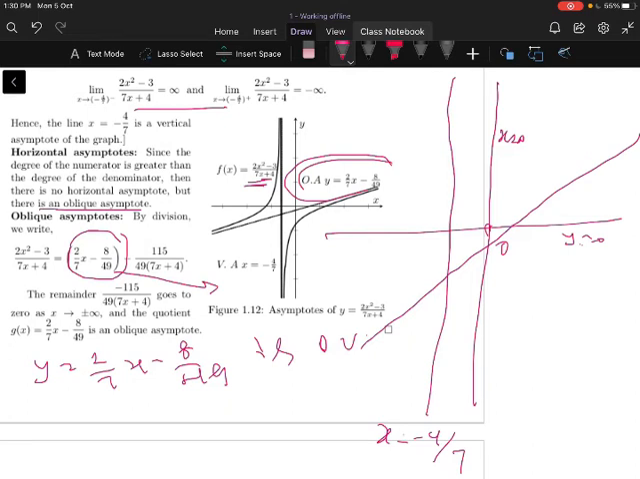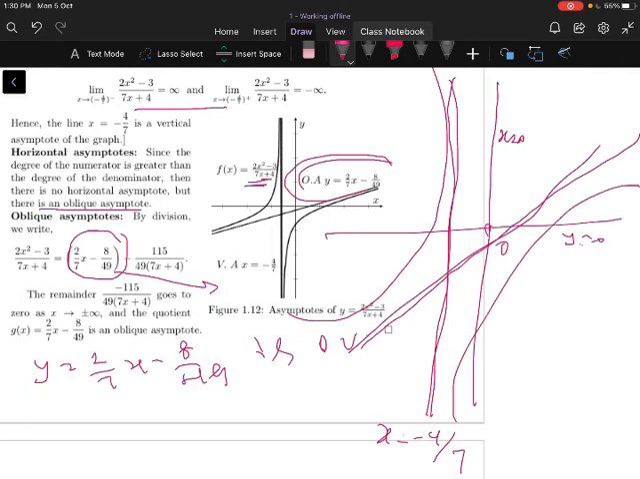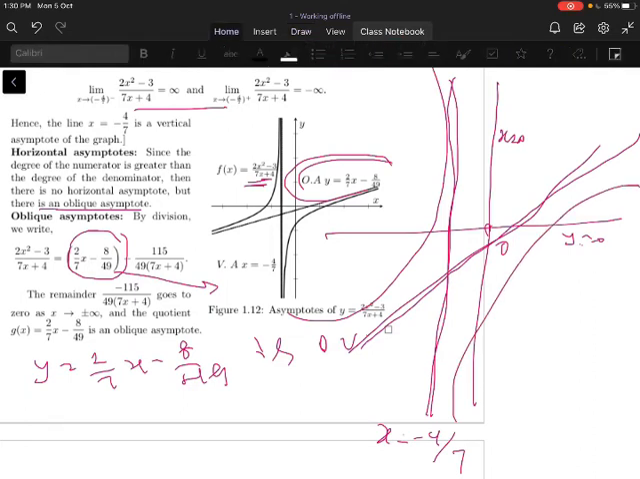So now let us draw the curve. This is the vertical asymptote, and this is the oblique asymptote. One can see that the curves roughly you can draw like this, and here like this. So this is the curve corresponding to the asymptotes.